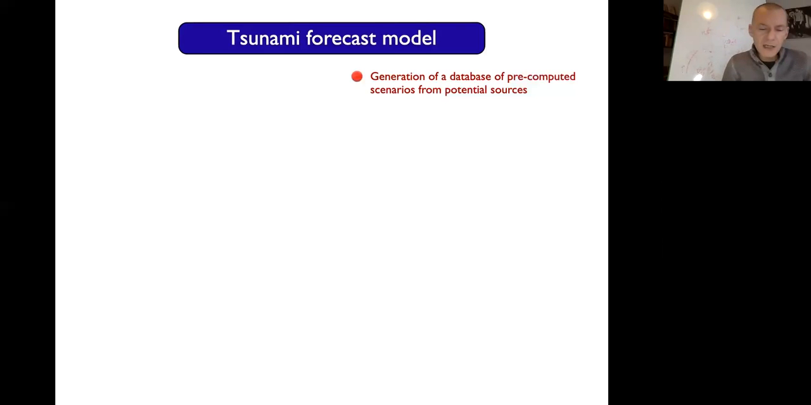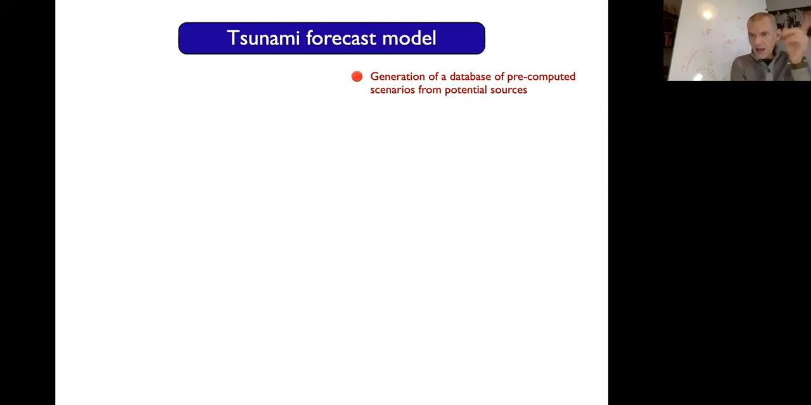For today, let me just show to you some features related to the tsunami. So we've seen that we can use tsunami physics to build a tsunami forecast model. So what you can do is generate, before an earthquake occurs, a database of pre-computed scenarios. So you take all the potential sources, you put there a sort of a unitary amplitude, and you compute, if you want, the Green's function in the ocean.